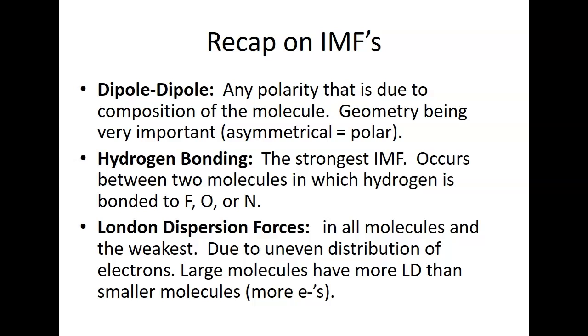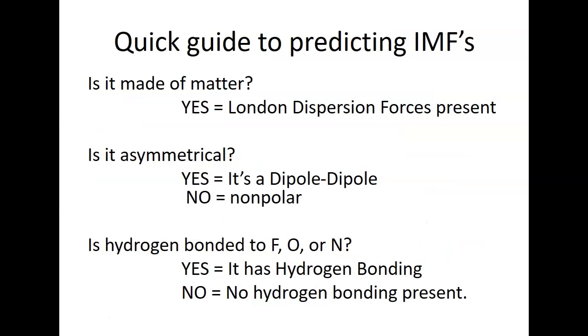And a quick review. Dipole-dipole is any polarity that is due to the composition of the molecule, geometry being very important. Hydrogen bonding is the strongest IMF, and occurs between two molecules in which hydrogen is bonded to FON. London dispersion is found in all molecules, but it is the weakest. It happens when electrons are unevenly distributed for a brief moment of time. Large molecules have more London dispersion than smaller molecules.